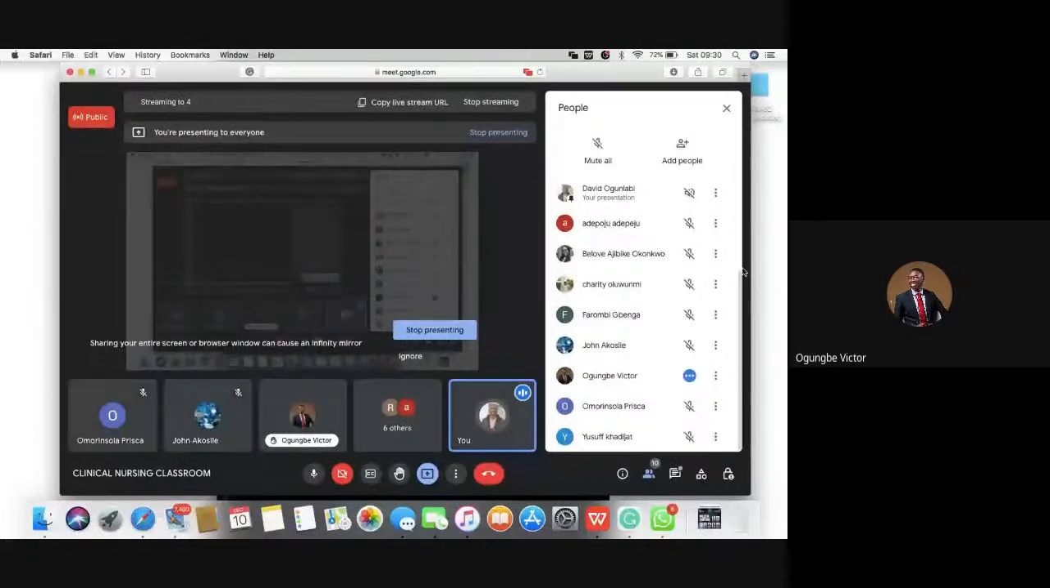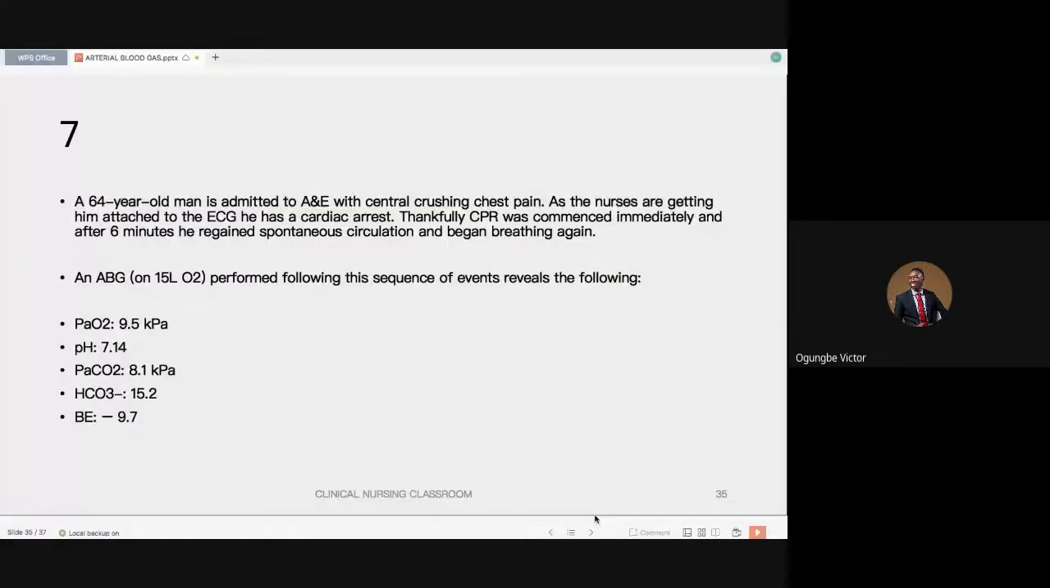So the pH is 7.14, which is acidosis. The PaCO2 is 8.1, which is higher than 6, which shows that it is acidosis too. And the HCO3 is 15.2, which is lower than 22. It's also acidosis. So my conclusion is that the diagnosis itself is respiratory acidosis.